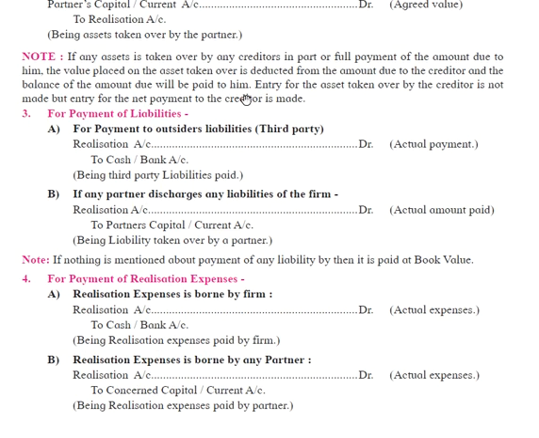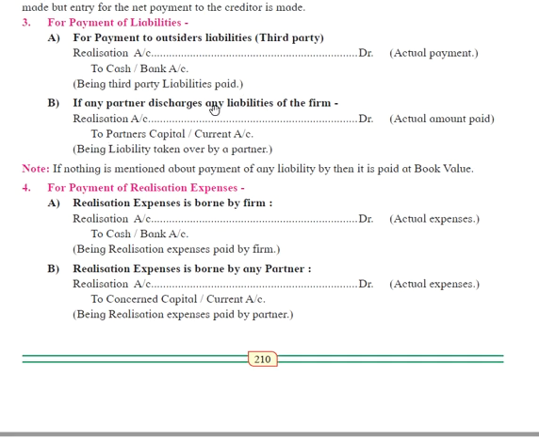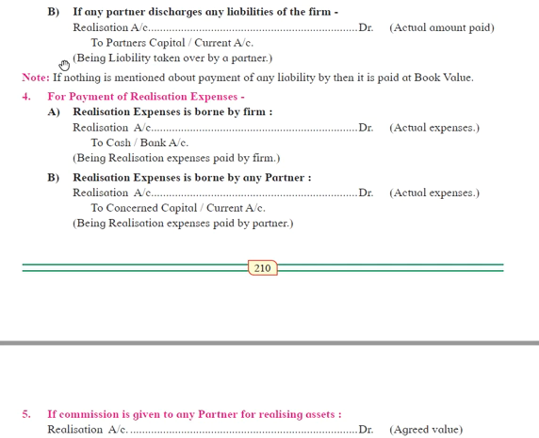For payment of outsider liabilities: third party, realization account debit to cash or bank account, being third party liabilities paid. And if any partner discharges any liability of the firm: realization account debit to partner's capital or current account, being liability taken over by partner.